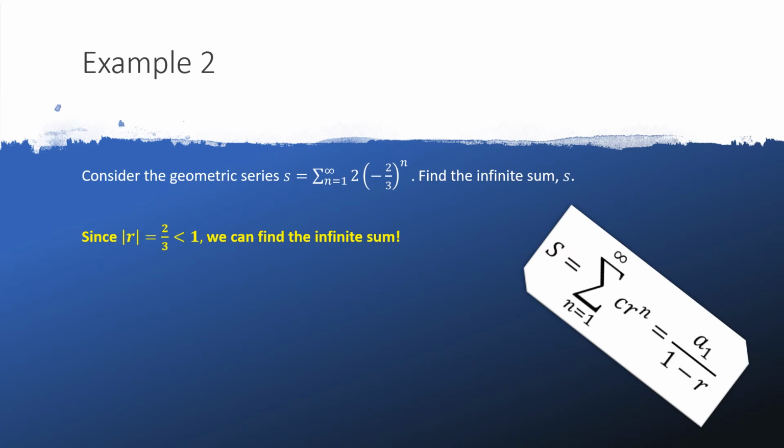So since the absolute value of r in this case is 2/3, which is less than 1, we are able to use this formula. So plugging in for our first term, notice this time we have n equals 1 as our first n value. So I plug that in to get 2 times negative 2/3 to the 1, which is negative 4/3, over 1 minus r, which is negative 2/3. Clean that up, I get negative 4/3 over 5/3. And then keep, change, flip, and simplify, you get negative 4/5 as my infinite sum.